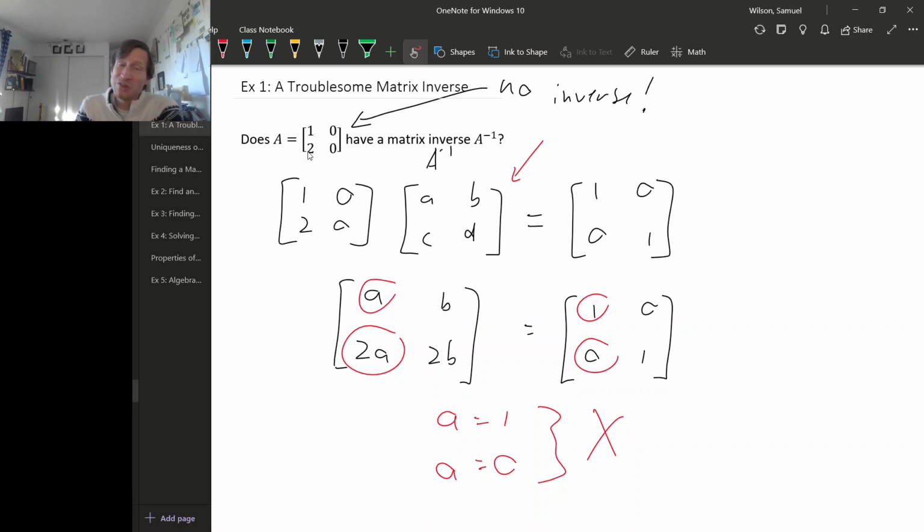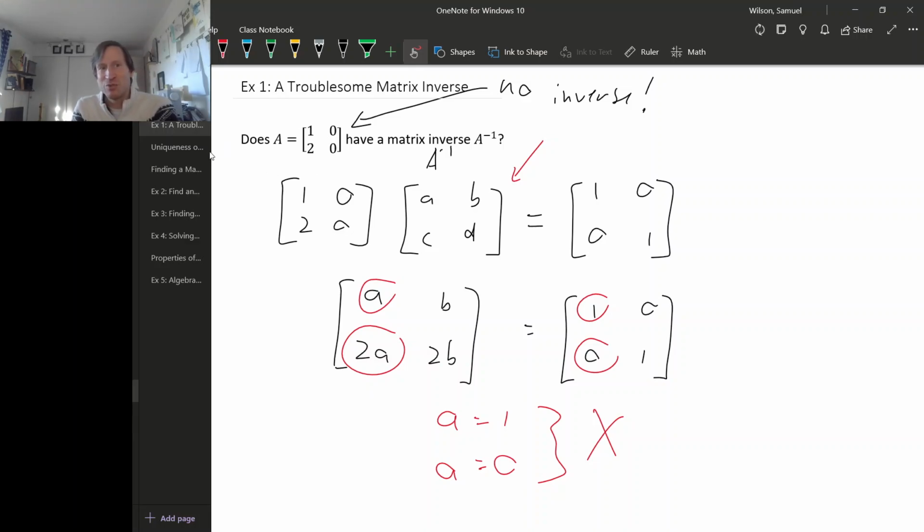So this is one troublesome thing about matrix inverse. With multiplications, we're used to anything that isn't 0 having an inverse. But for matrices, that just isn't the case. It's possible to have square matrices that aren't 0, but still don't have an inverse. So that's one thing to keep in mind.